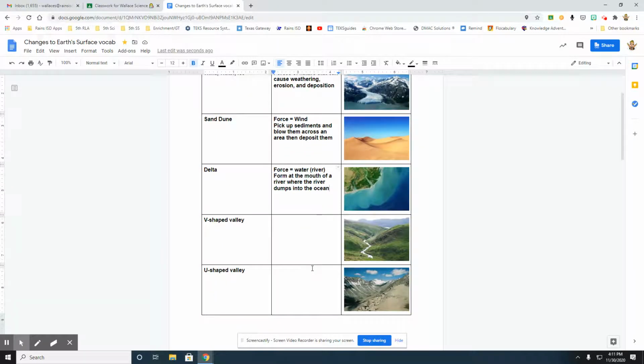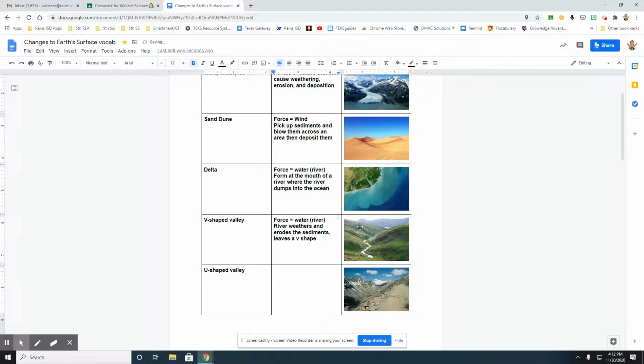Okay. All right, let's look at the valleys. We have two different kinds here. We have the V-shaped valley and a U-shaped valley. So the force for a V-shape valley is going to be water. And again, it's going to be a river or a stream, typically fast flowing. So the river weathers and erodes the sediment, carries it downstream until it dumps into the ocean or wherever, and it leaves a V shape behind.